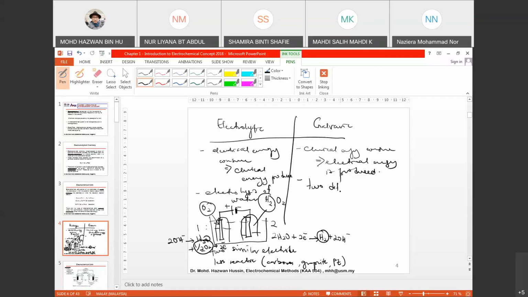And probably for galvanic cell, okay, for this one, it will use two different electrodes with different activity. Okay, so how to determine the anode and cathode? For this one, we have to refer to what? Anyone knows how we can determine anode or cathode for galvanic cell? We have to refer to what?